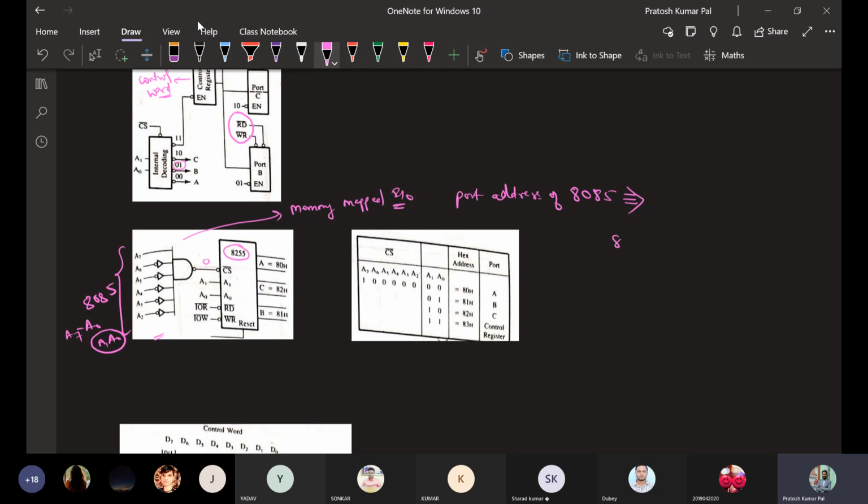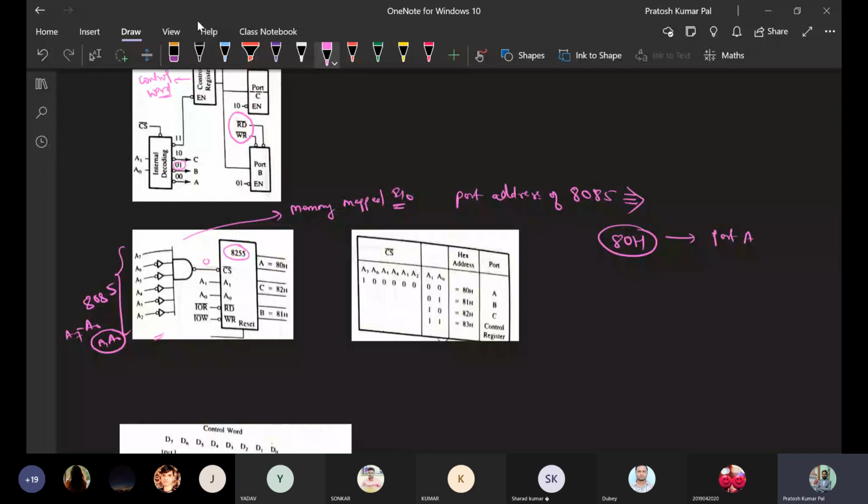So 80H is there, and this 80H will be indicating port A. That means if the microprocessor wants to communicate with port A, then it will send the data 80H through the accumulator to this 8255. Like, I want to select port A for communication or for a particular operation, then 80 will be sent by the microprocessor.